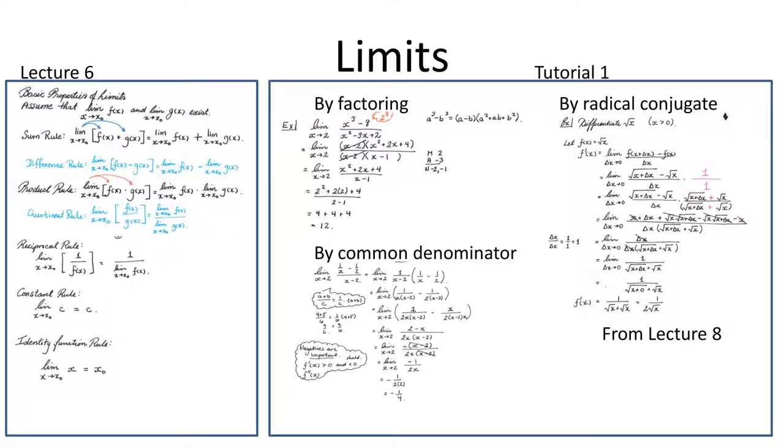We covered a lot of topics. We'll probably have questions on limits. So again, from lecture 6, we went over the basic properties. We had the sum rule, the product rule, reciprocal, constant rule, and the identity. Usually when we have questions with limits, there are three ways of attacking a question: by factoring, by using the common denominator, or by using the radical conjugate. And again, I just put little reminders here, from lecture 6 and from lecture 8.